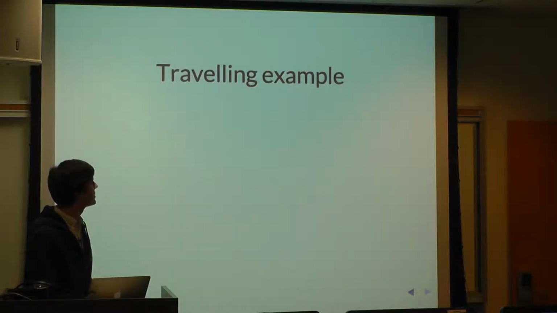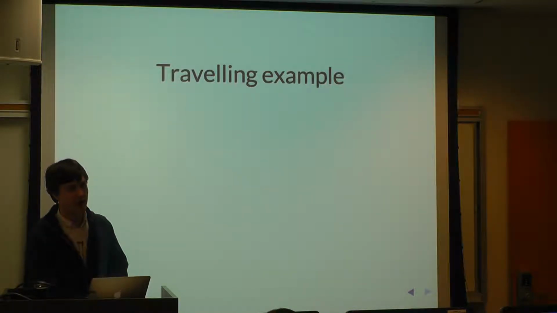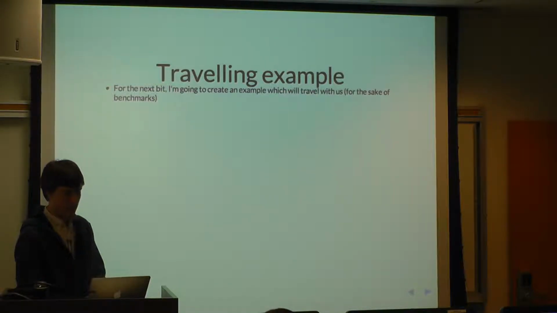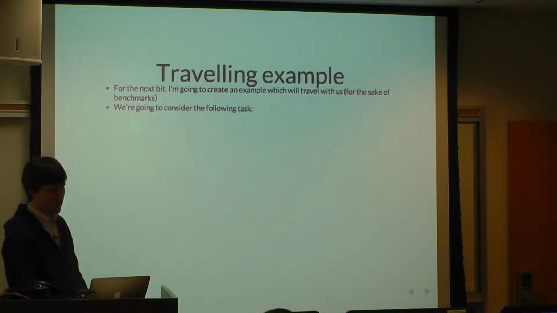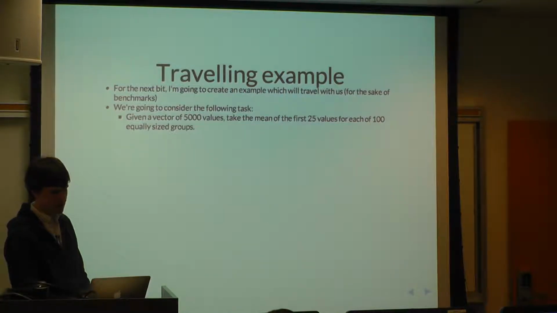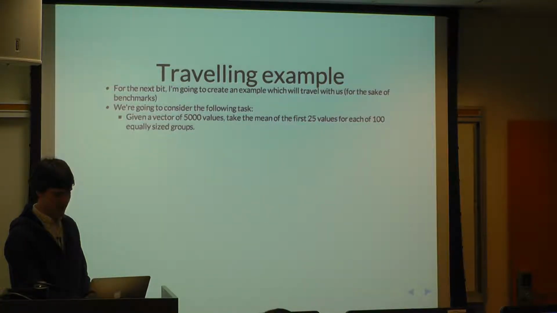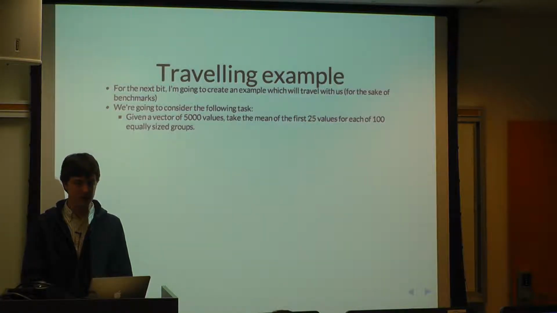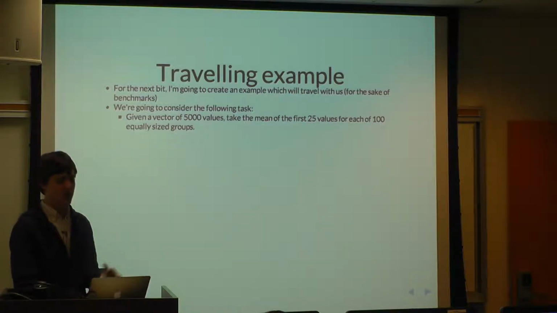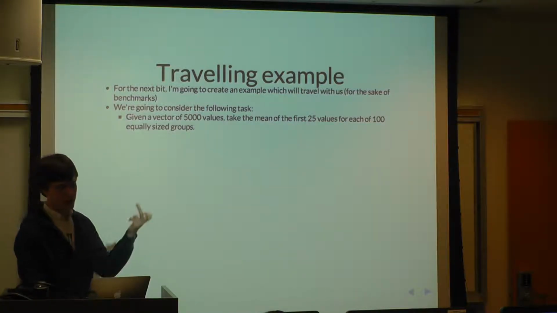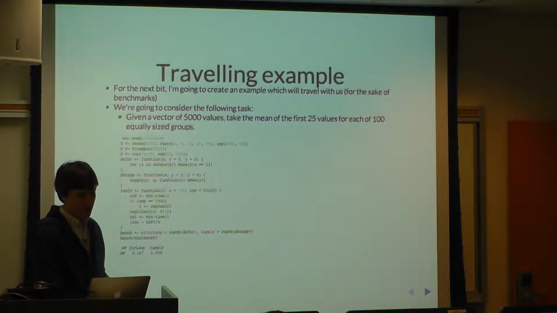Here's a traveling example we're going to look at for benchmarking some of this. I'm not sure these numbers are right, we can look at the code in a second. Given a vector of 5,000 values, we're just going to take the mean of each group for 100 equally sized groups.